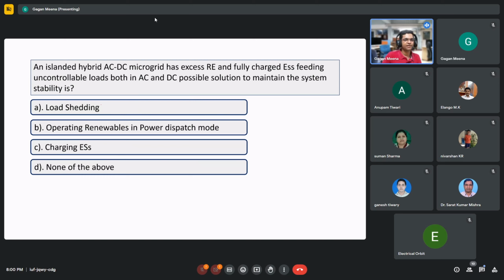An islanded hybrid AC-DC microgrid has excess renewable generation and fully charged storage, feeding uncontrollable loads both in AC and DC. A possible solution to maintain the system stability is, again I will read the question. It's an islanded hybrid microgrid with excess renewable generation. First it is islanded, then generation is excess. Storage is also fully charged and loads are being served. Which of the following will maintain the system stability?